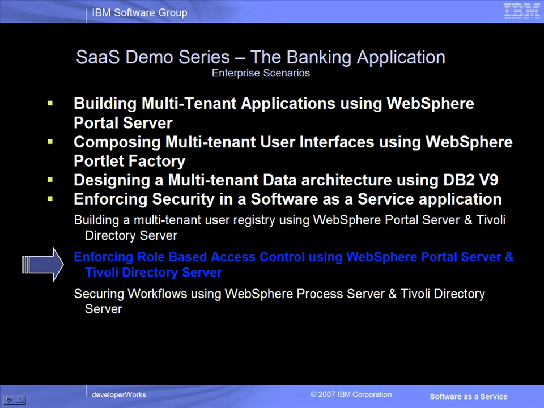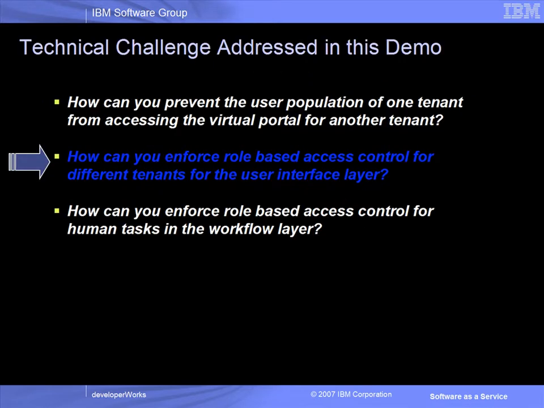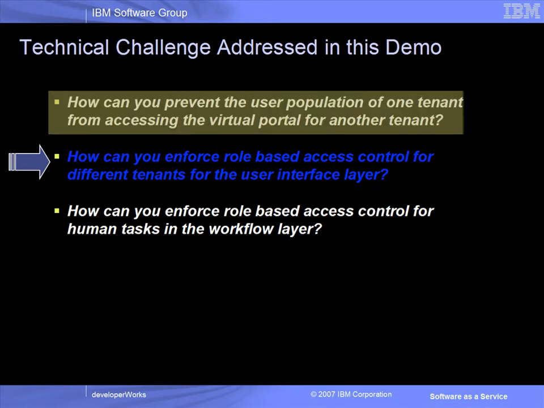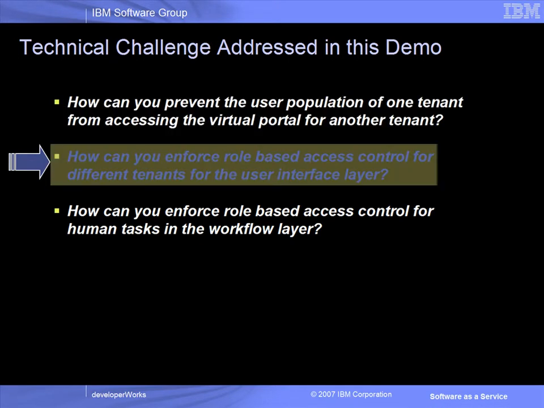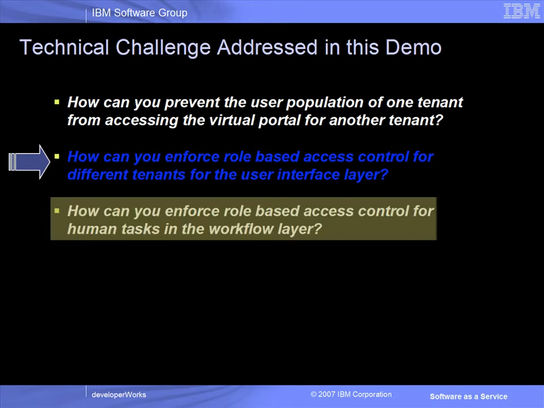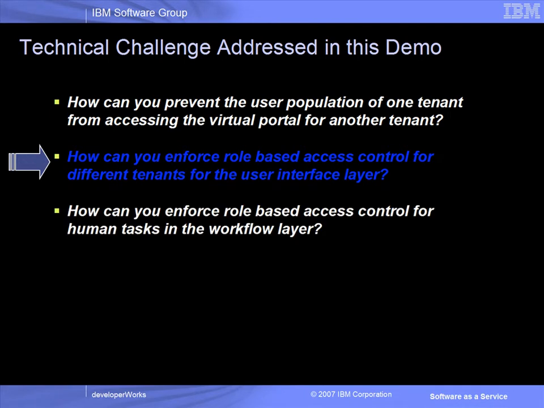The scenario enforcing security in a software as a service application demonstrates 3 approaches for addressing 3 technical challenges. 1. How can you prevent the user population of one tenant from accessing the virtual portal of another tenant? 2. How can you enforce role-based access control for different tenants for the user interface layer? And 3. How can you enforce role-based access control for human tasks in workflows? In this demo, we will look at the second technical challenge.